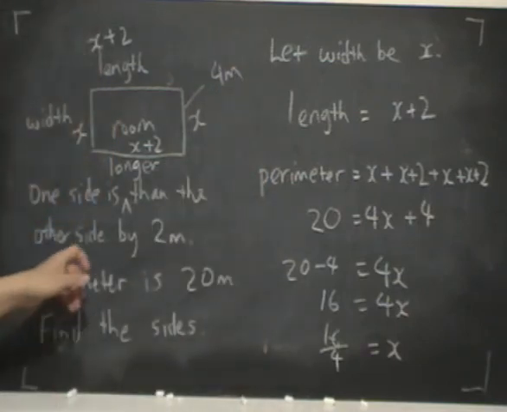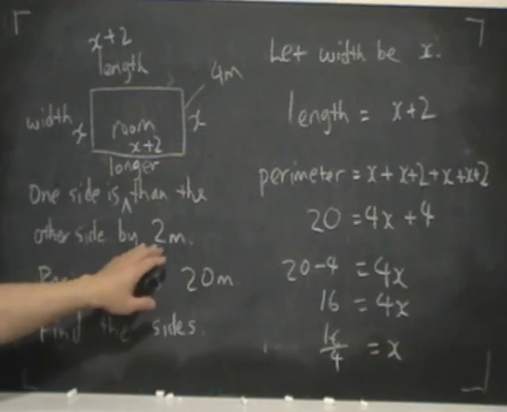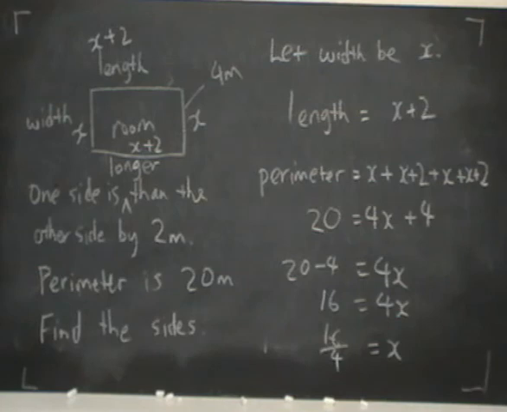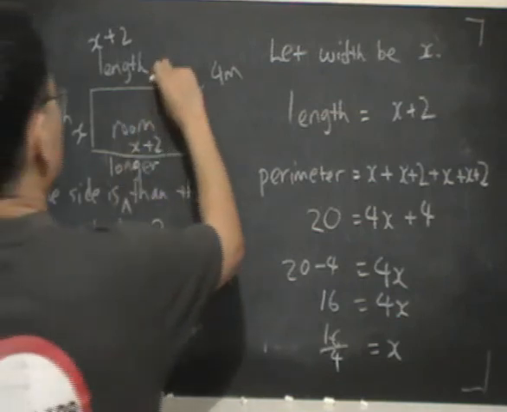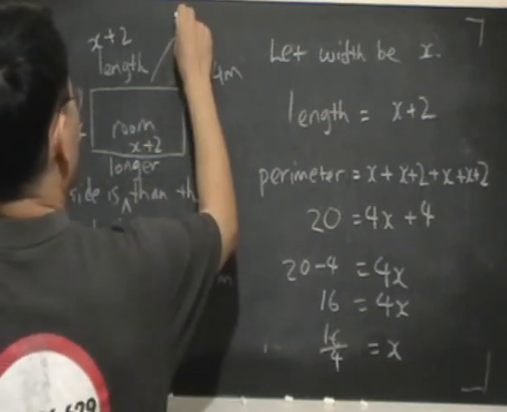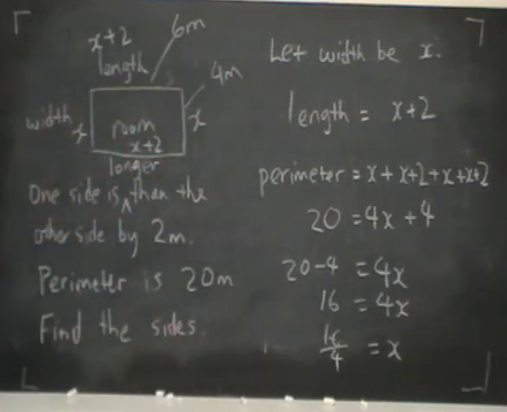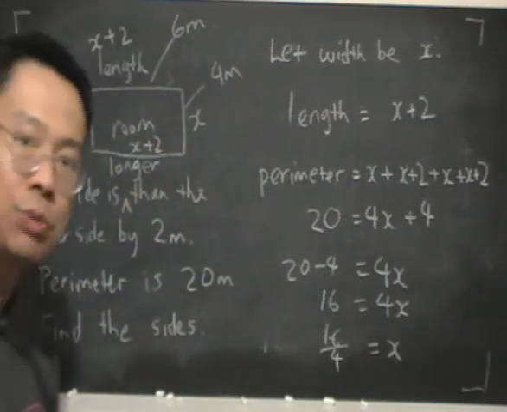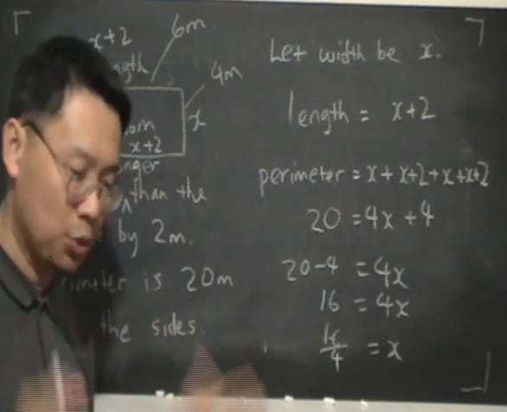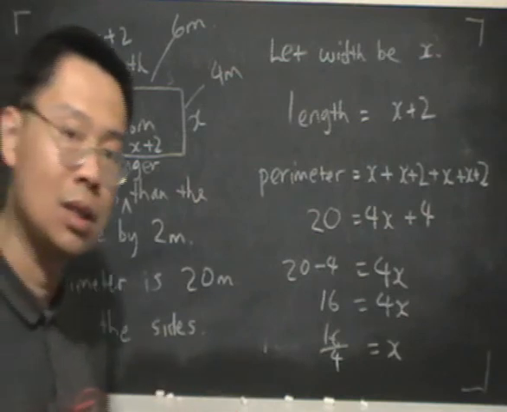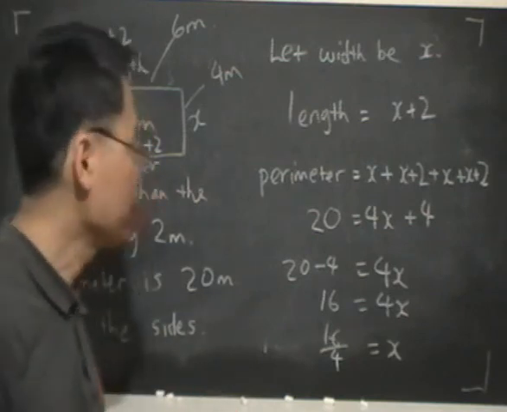And we know that the length is longer by 2 meters. So the length is 4 plus 2, which is 6 meters. Therefore, the sides are 4 meters and 6 meters. So it's a room that is 4 meters by 6 meters, and that's the answer to this question.